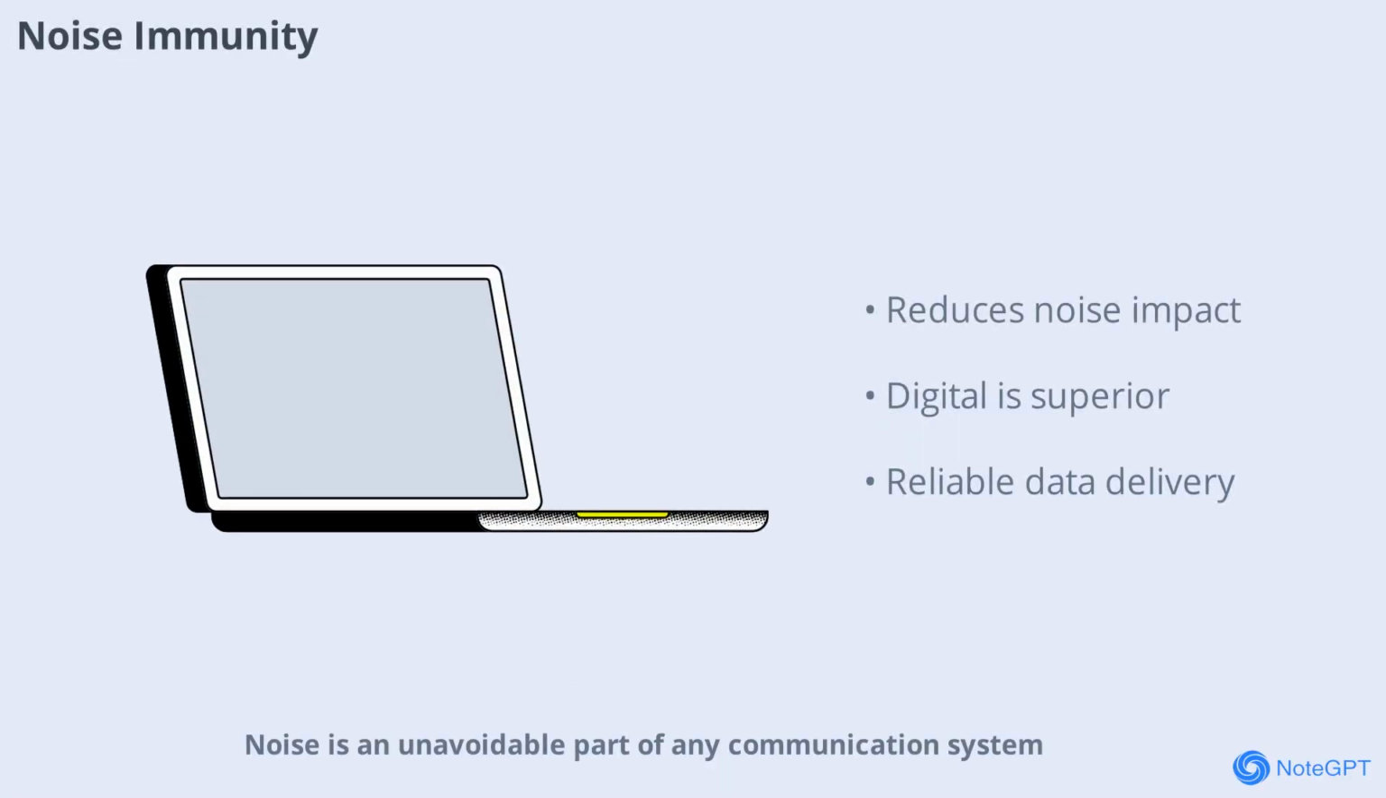Noise is an unavoidable part of any communication system. Modulation techniques are designed to minimize the impact of noise and interference. Digital modulation methods, in particular, offer superior noise immunity compared to analog methods. This ensures that your data arrives intact, even in challenging environments with lots of electronic interference.